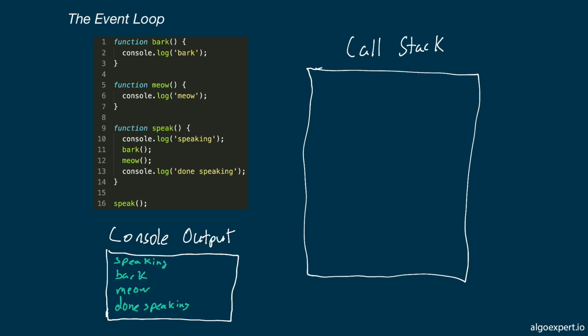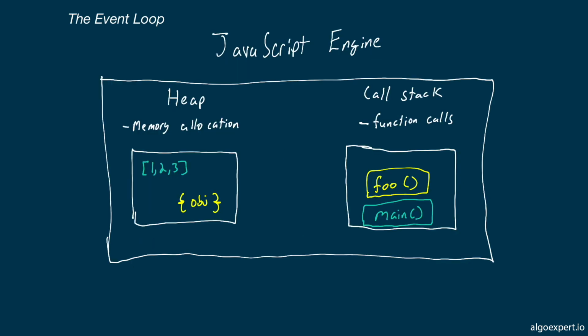Okay, so now let's revisit our diagram of the JavaScript engine. This works in the simple case that we just saw, but what would happen if we popped foo off of this call stack and instead pushed setTimeoutFoo with a delay of 500 milliseconds? How would our model work?